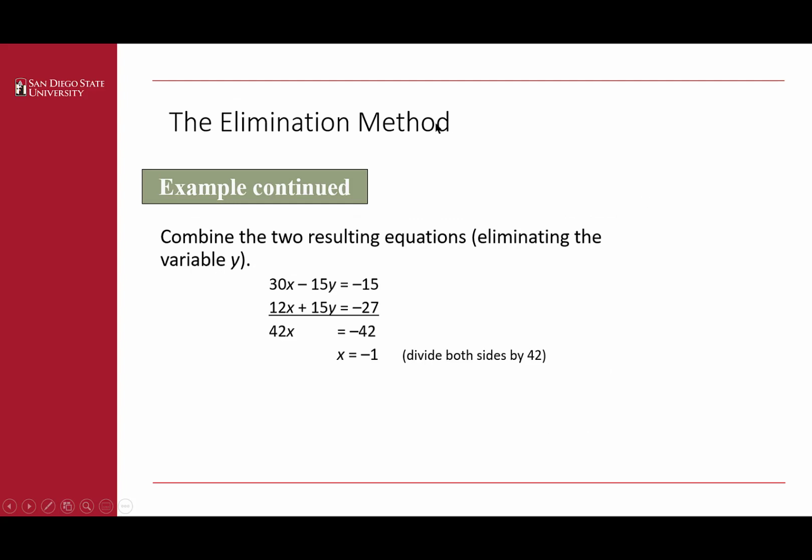We can now combine the two resulting equations by making an addition, and thus we will be eliminating the variable y, because when we add these two equations together, the y variable will be neutralized and will disappear from the resulting equation. 30x plus 12x would be 42x, minus 15y plus 15y would be 0, and the result part would be minus 15 plus minus 27, which is minus 42. And from here, x is solved as minus 1.